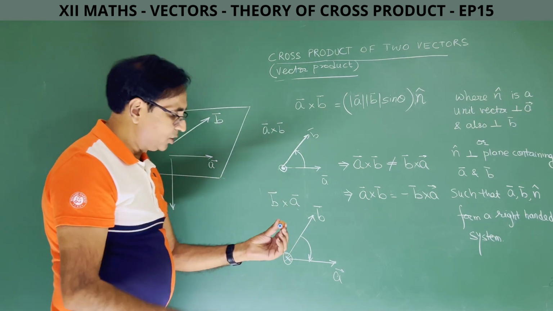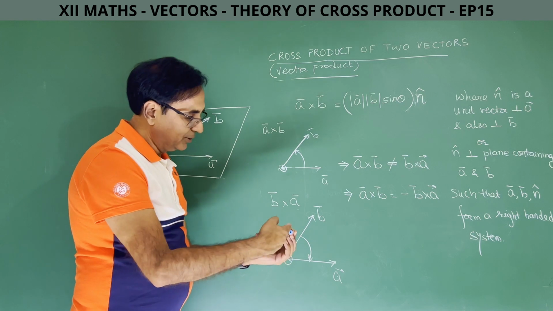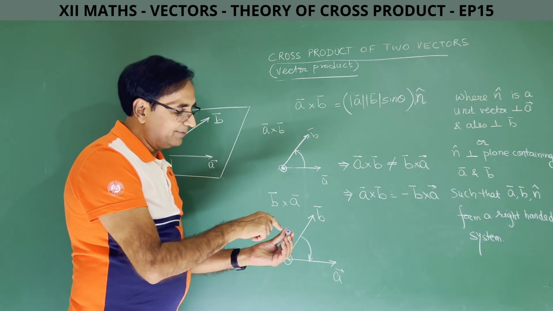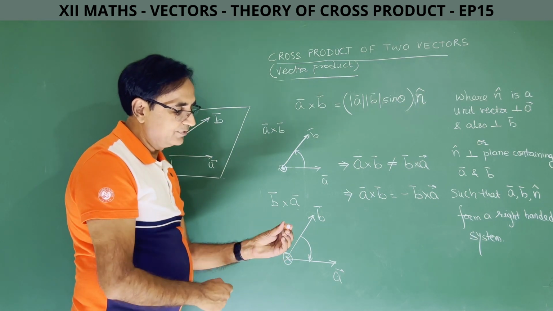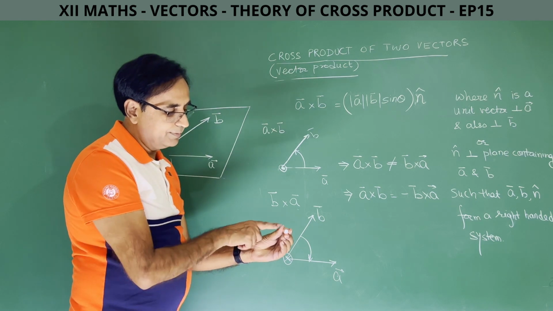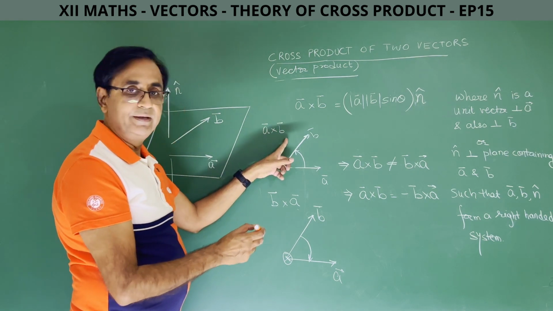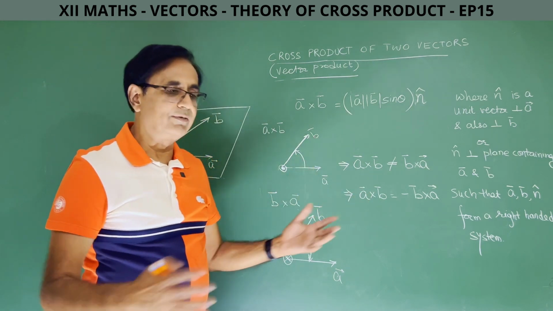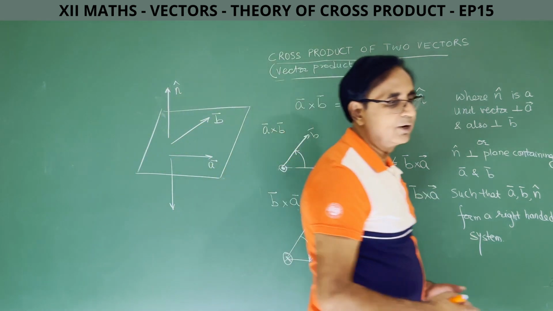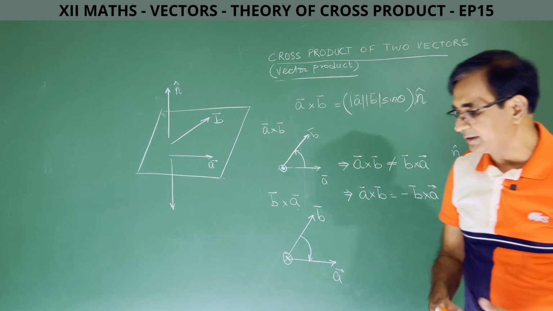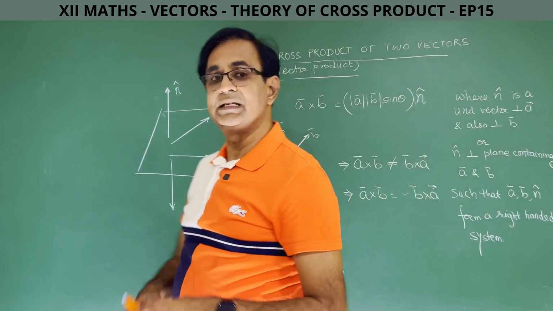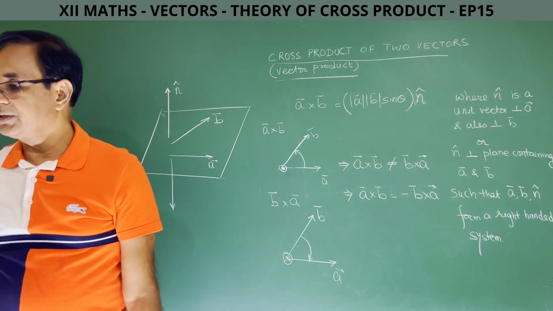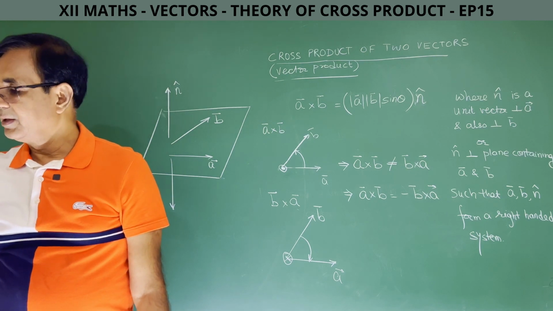So look at this chalk, this is the pointer. So this is B cross A. When you multiply it with minus, it will become minus of B cross A. So it will become in this direction, same as A cross B. So you have to remember this. So dot product was commutative, A dot B was equal to B dot A, but vector product is not commutative. A cross B is not equal to B cross A.